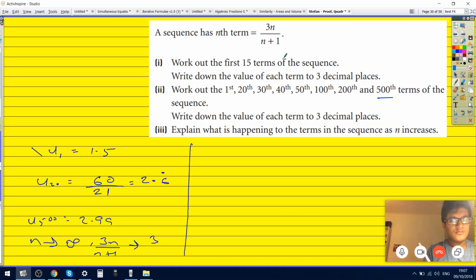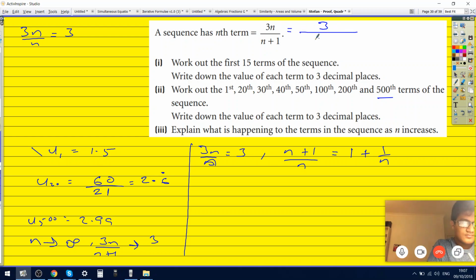What if you were to divide the top and bottom by n? So what is 3n divided by n? Just 3. I'll write down here, over n equals 3. What is n plus 1 over n? How could you write that? Say 1 plus 1 over n. So another way to write this, if you were to divide the top and bottom by n, would be 3 over 1 plus 1 over n.